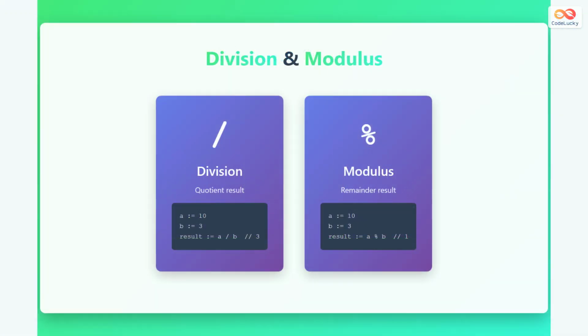Now let's discuss division and modulus operators. The division operator, represented by a /, gives you the quotient, which is the result of dividing two numbers. For example, if we have a equals 10 and b equals 3, then the result of a divided by b would be 3 because 3 goes into 10 3 times. The modulus operator, represented by the % symbol, gives you the remainder of a division. In the same example, a modulus b would be 1 because after dividing 10 by 3, you have a remainder of 1.